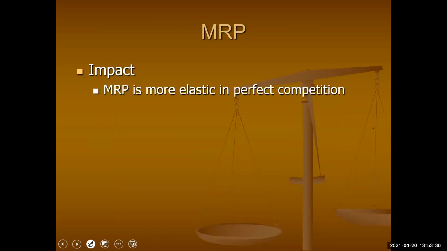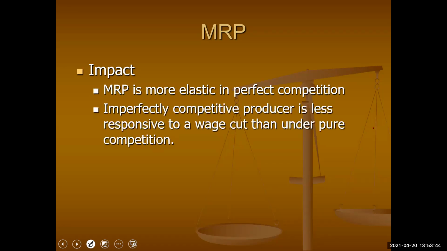So some of the impacts that we run into here is the marginal revenue product is more elastic in perfect competition. It's flatter. So an imperfectly competitive producer is less responsive to a wage cut than under pure competition. And keep in mind, I've got here a wage cut. It could just as easily be a wage increase. It doesn't have to be a wage cut, it could be a wage increase. And keep in mind, most markets are imperfectly competitive. So they're going to be less responsive to a wage cut or a wage increase than under pure competition.